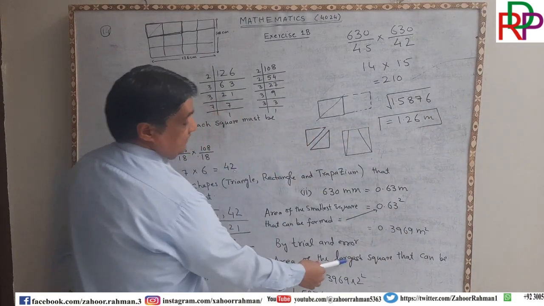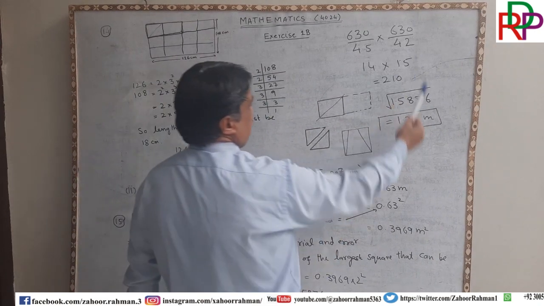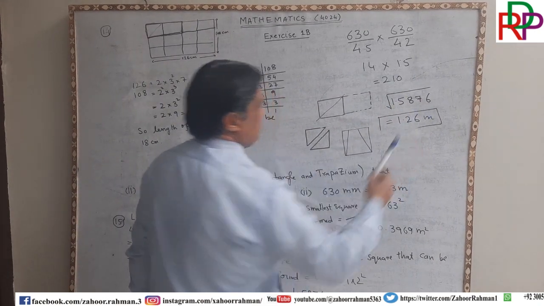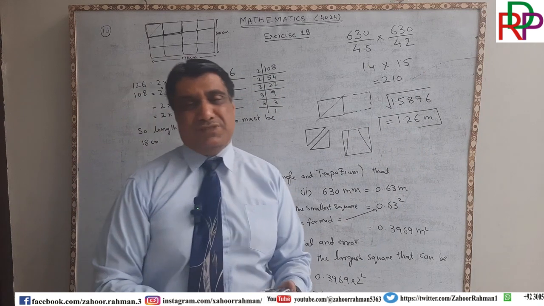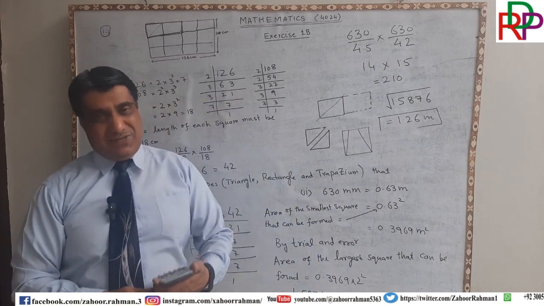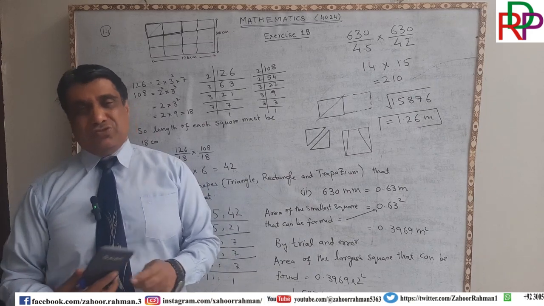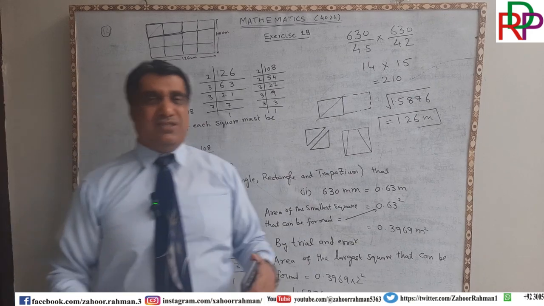The side of the largest square that can be formed is 1.26 meter. With this, today's lecture as well as the chapter is finished. Tomorrow we will start the new chapter.